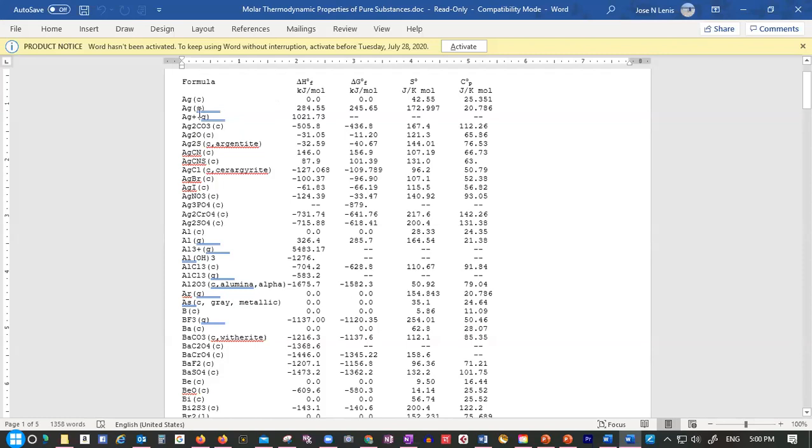So yes, check for the states. You need to make sure that you are taking the right magnitude, the right measurement for the substance that is in your chemical reaction. Also check for the units and make sure your data table, the one that you choose to use, is using the SI system units of energy.